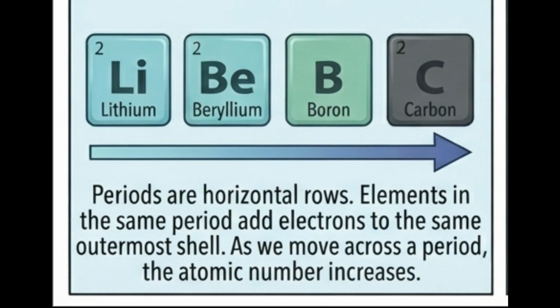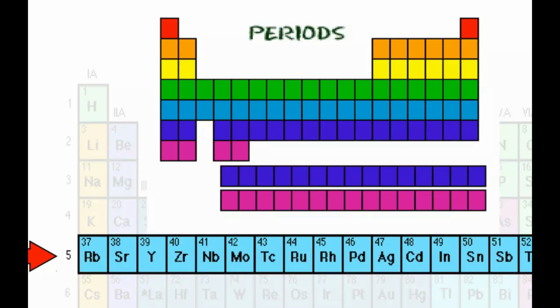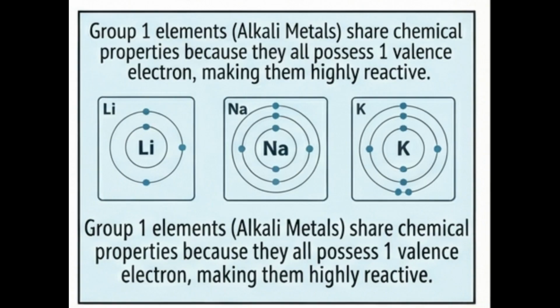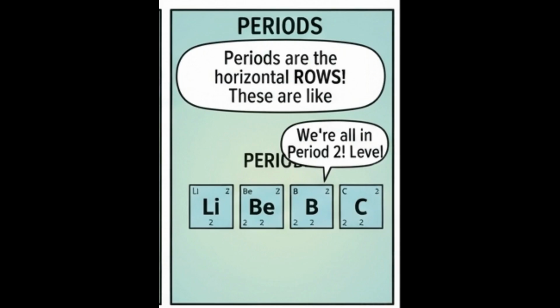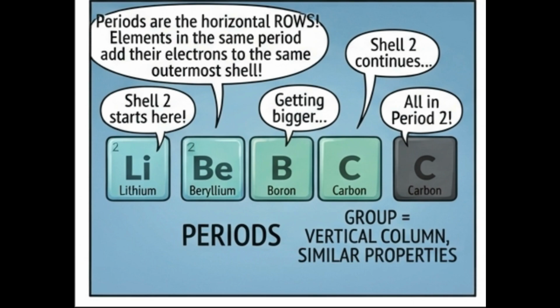Next, periods are the horizontal rows going across. There are 7 of these bad boys, and each row corresponds to the actual number of electron shells the atom possesses. For instance, every element in period 2 rocks 2 energy levels, while the elements in period 4 step it up to 4 energy levels.